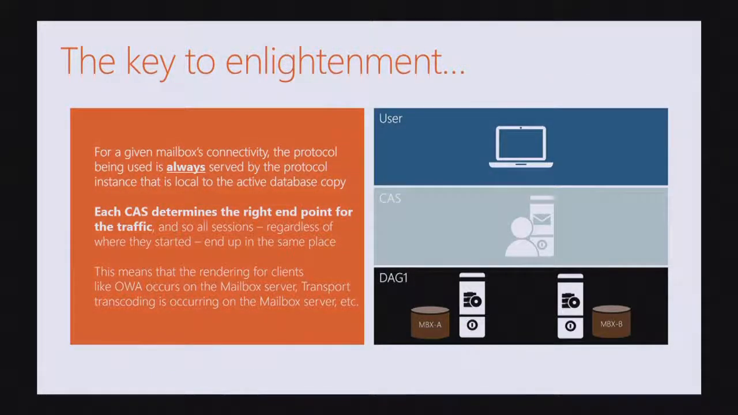This is a slide that I took straight from Ross Smith, and I'll play a joke on it later. Basically, there's a key to enlightenment here, which is that the CAS just passes off requests across protocols to the mailbox server that has the active database copy. Each CAS determines the right endpoint for the traffic, and for any given mailbox, connectivity for the protocol is always served by the mailbox server hosting the active copy.